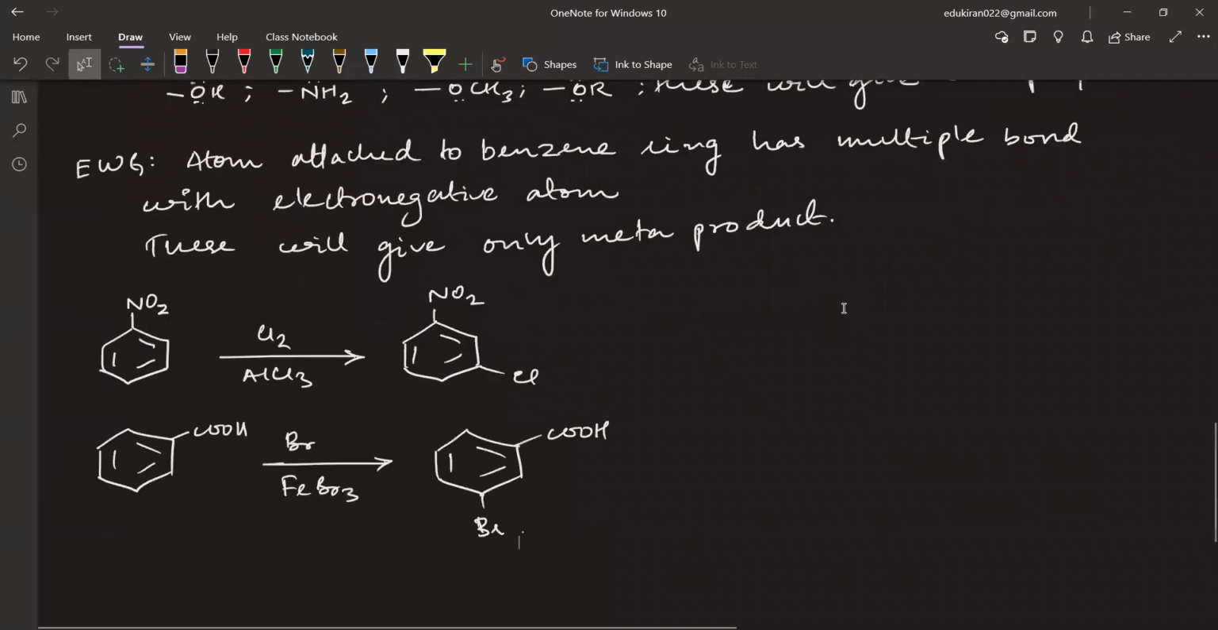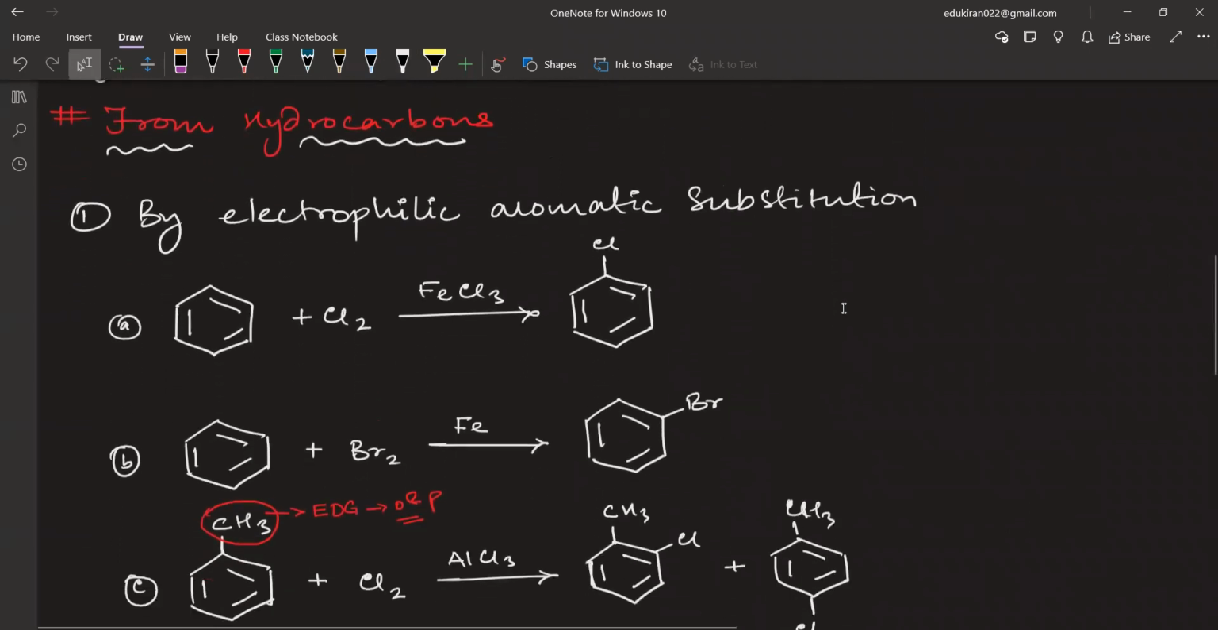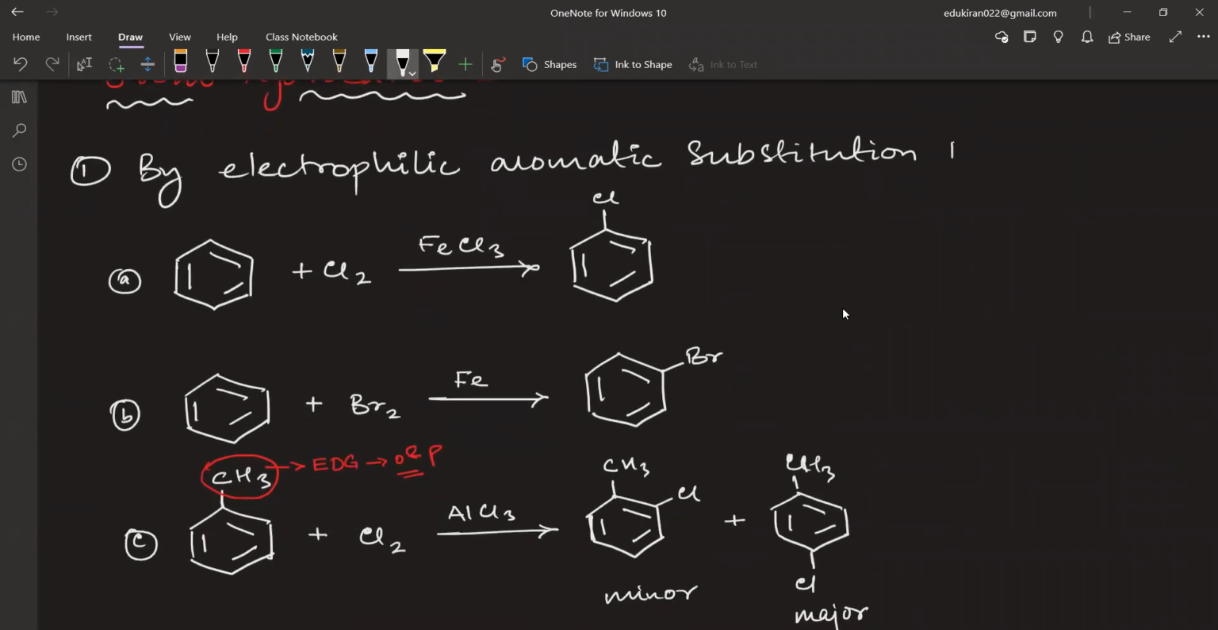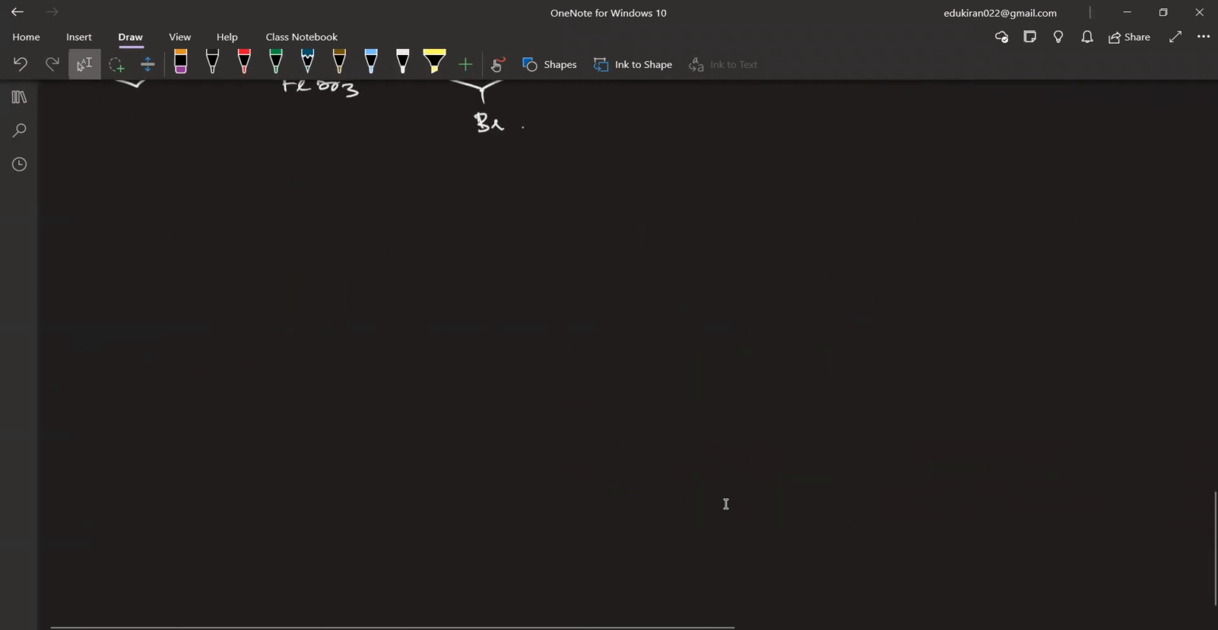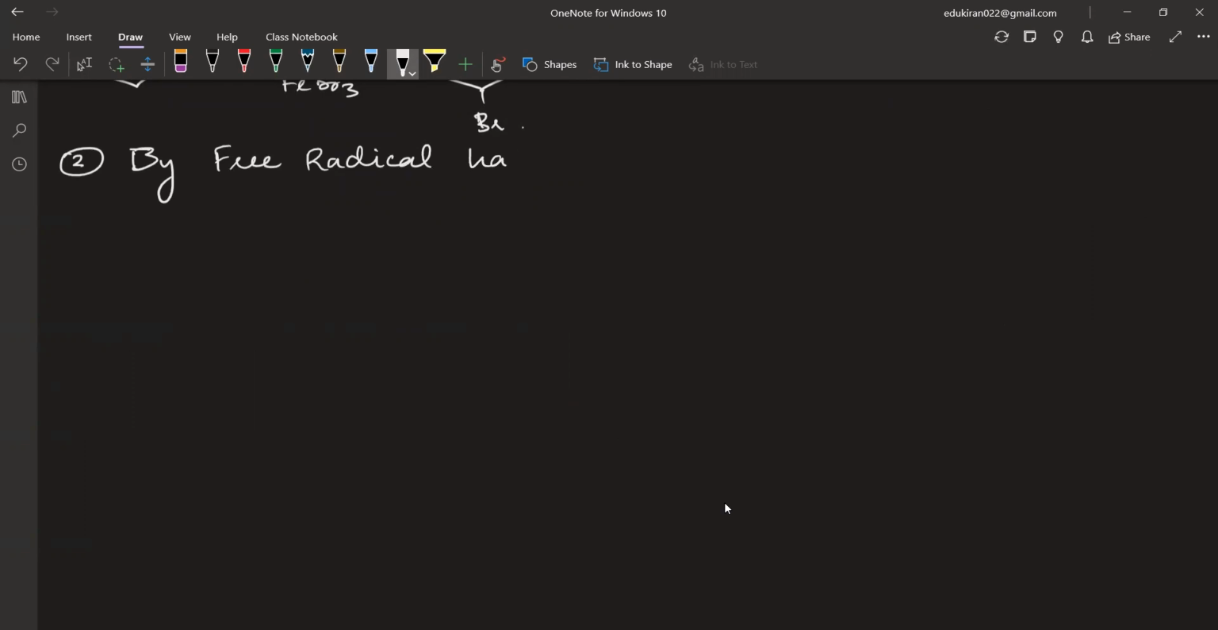Right, next. So the first is by electrophilic aromatic substitution. Okay, electrophilic aromatic substitution is also written as EAS. Okay, in short, EAS. Right, next. By free radical halogenation of alkane. By free radical halogenation of alkane.